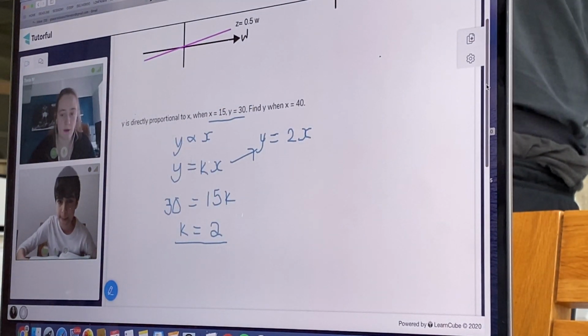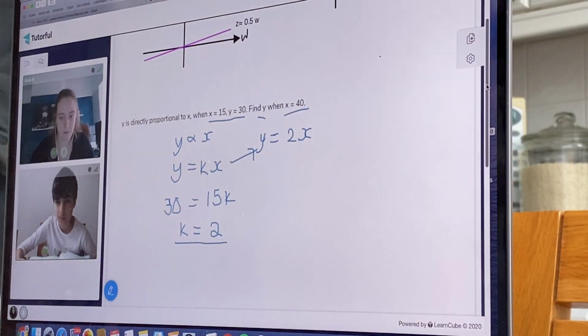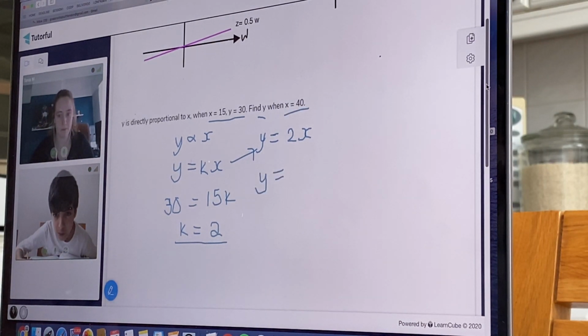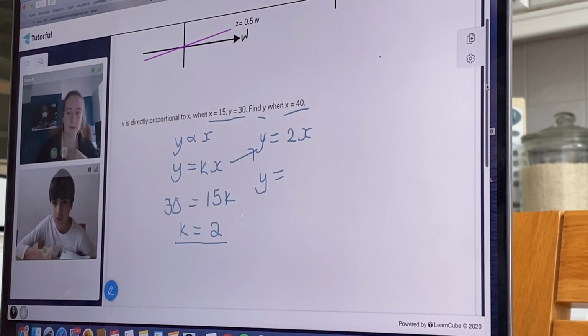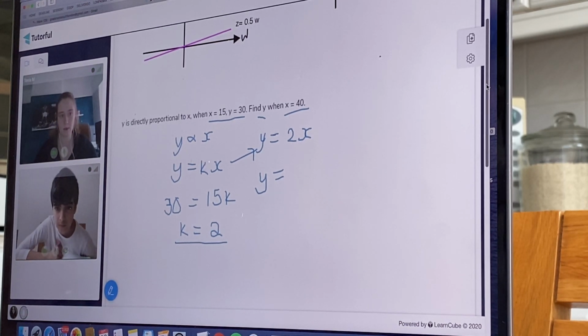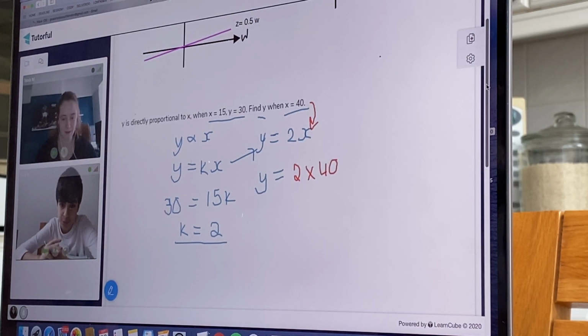So what will y equal when x is 40? We can substitute that into this equation: y equals 2 multiplied by 40, which is 80. So y equals 80. Does that make sense? Yeah.